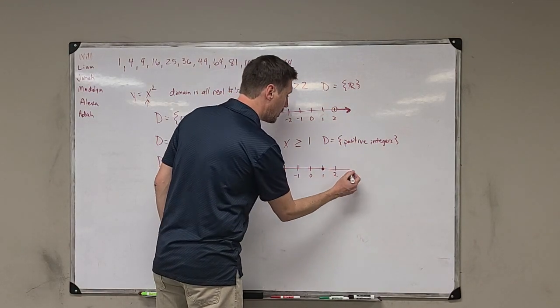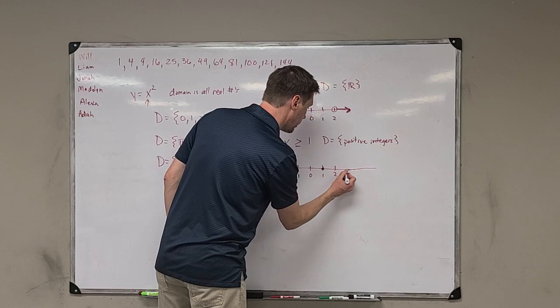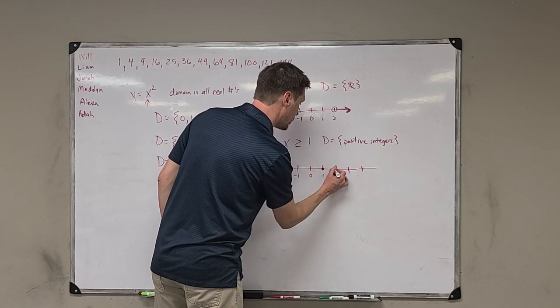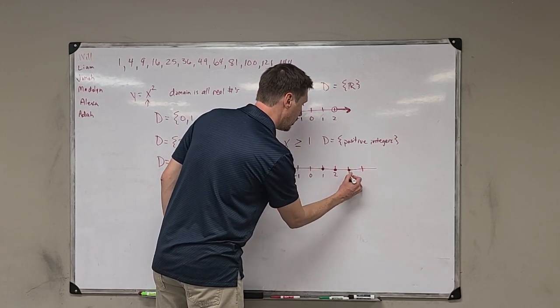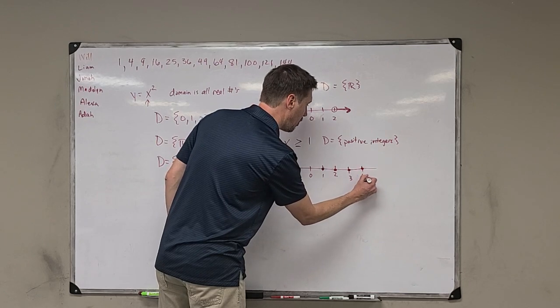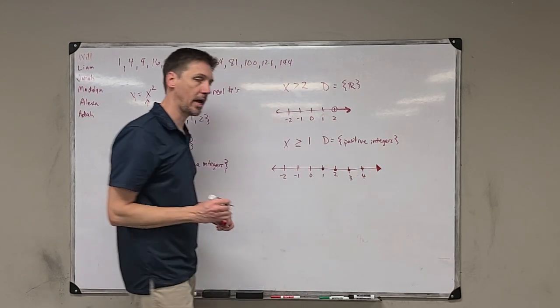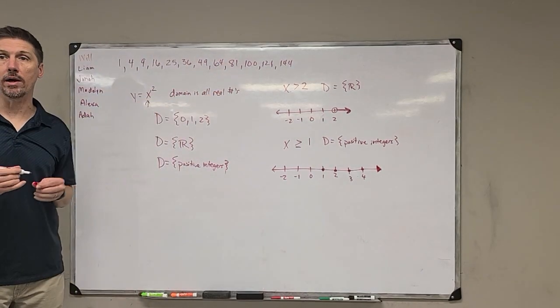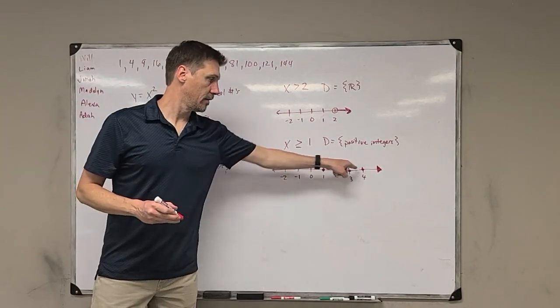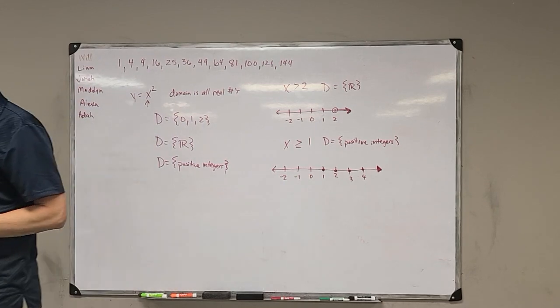If I were to do this one, I would extend this out a little bit further and just show 2, 3, 4, and then maybe do a heavily colored arrow there saying we're going to keep going that way, but we can only fill in where the actual integers are. Does that make sense to you guys?